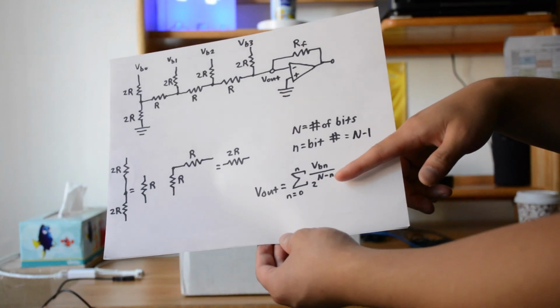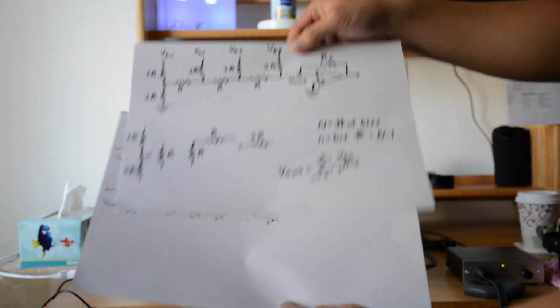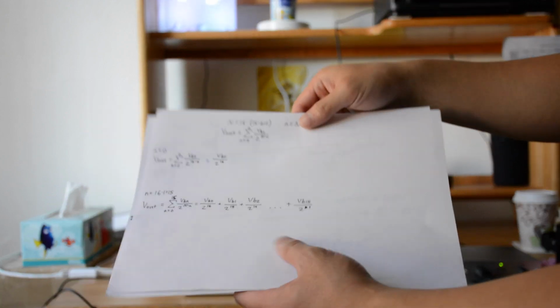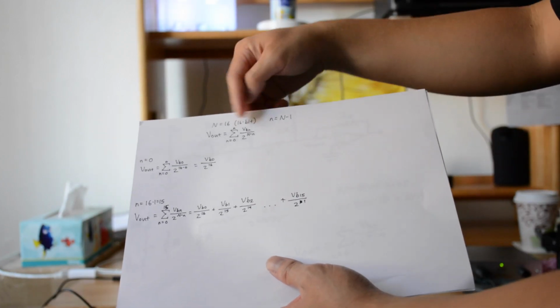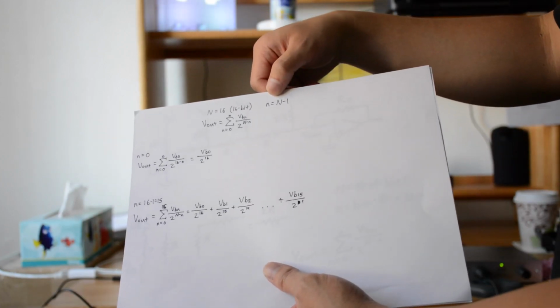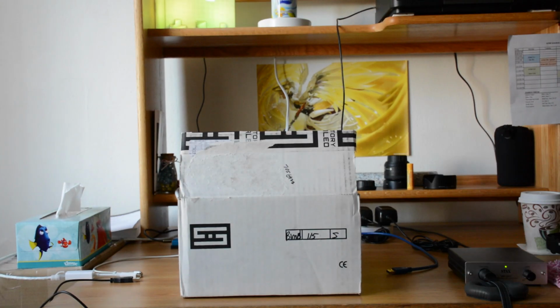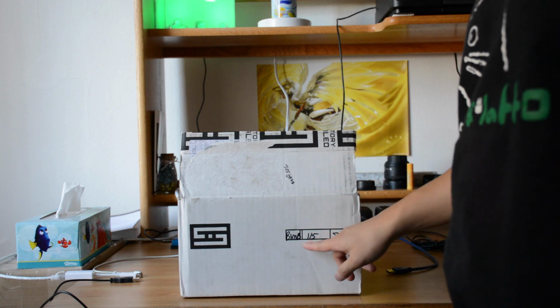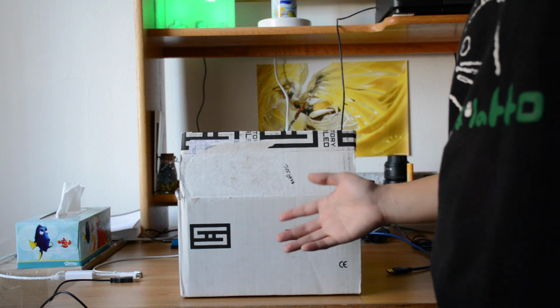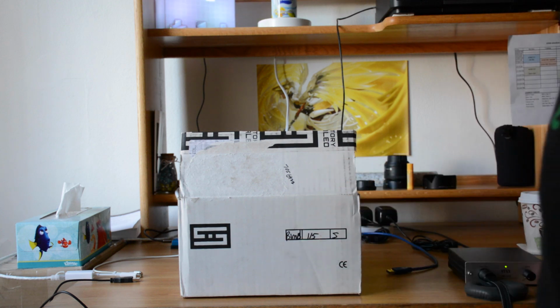So the math is actually really easy. You can sum it up in a simple equation like that. If you were to do a 16-bit audio decoding, you would have this kind of mathematical formula. It's actually very easy to do. You can do it on paper. But anyway, that's the kind of DAC that the multi-bit branding of Schiit products have been using.